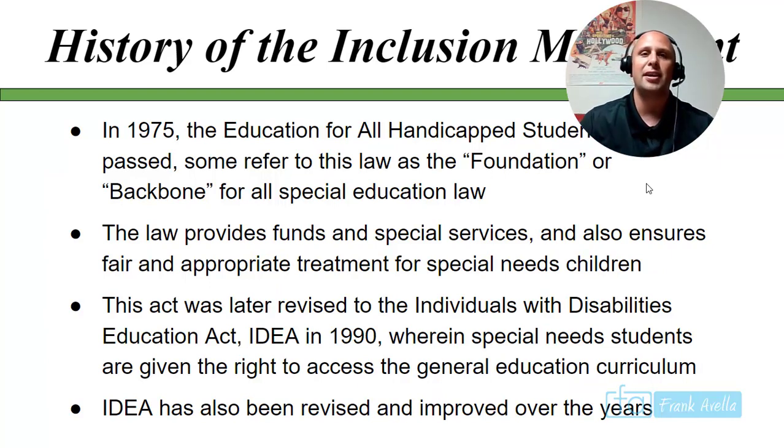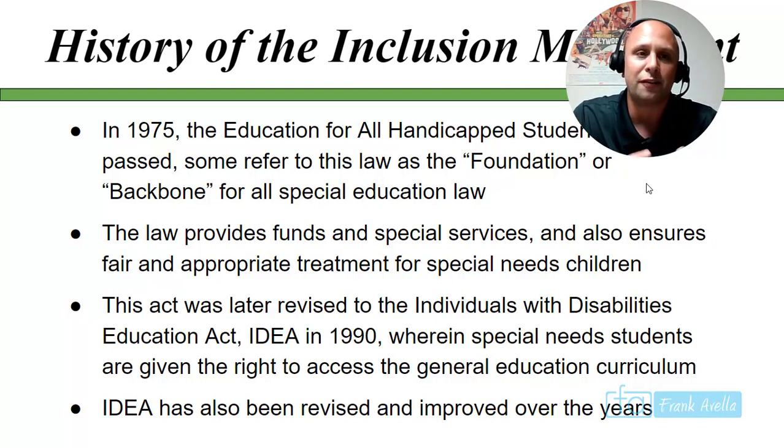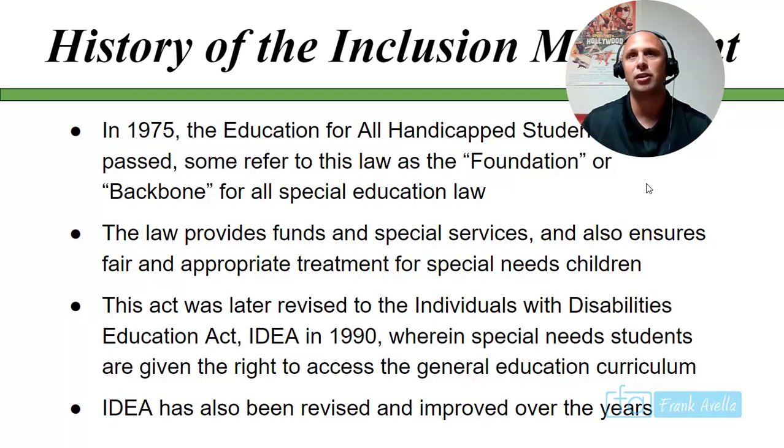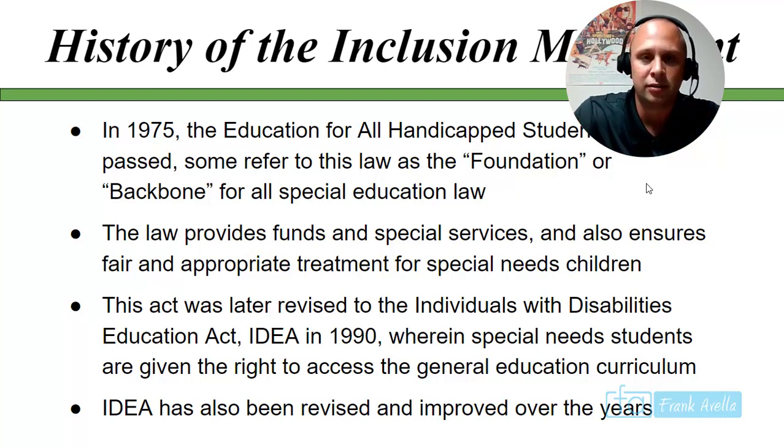In 1975, the Education for All Handicapped Children Act was passed. Some refer to this law as the foundation or the backbone for special education law. The law provides funds and special services, and also ensures fair and appropriate treatment for special needs children. The act was later revised to the IDEA, Individuals with Disabilities Education Act, in 1990, wherein special needs students are given the right to access the general education curriculum. And IDEA has been revised and improved over the years, which is what we want to do, right? We want to continue to improve.